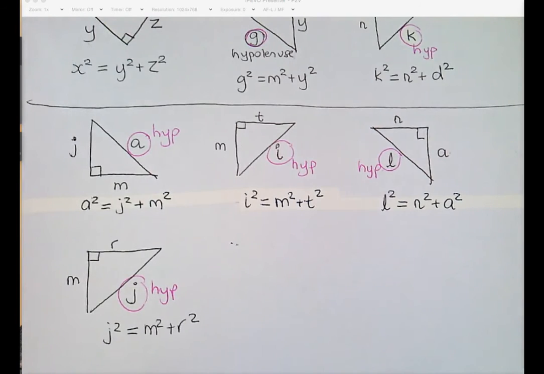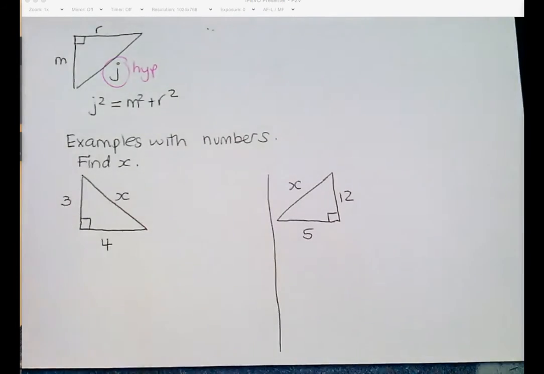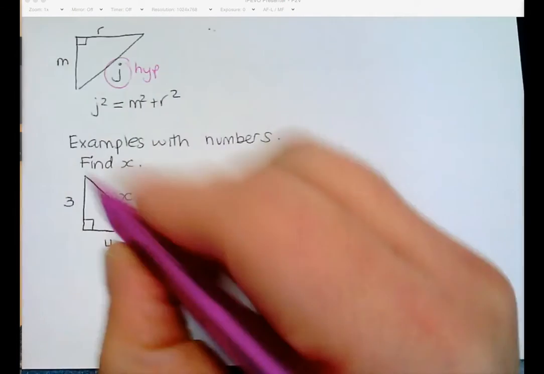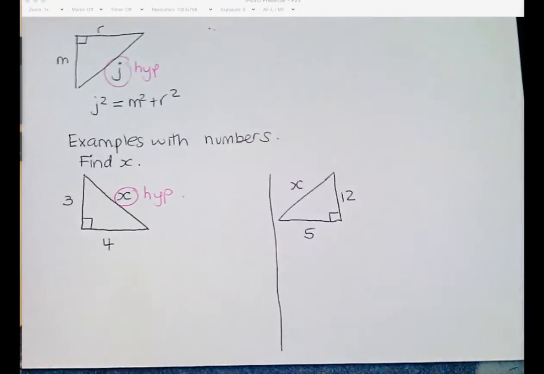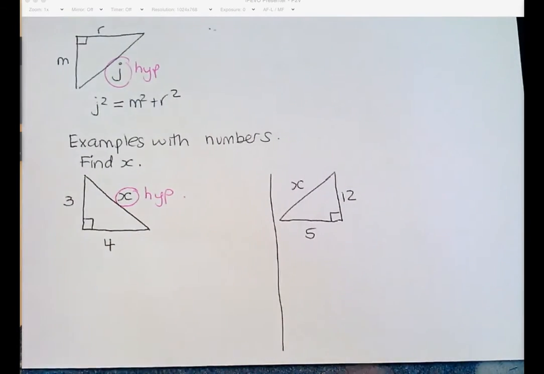Now we're going to do an example with numbers this time. Two examples here with numbers. We're going to do the same thing. So which one's the hypotenuse? That's always your first step. X is the hypotenuse. Circle it and write hypotenuse. Now write the equation starting with the hypotenuse. So what do you write? X or X squared?